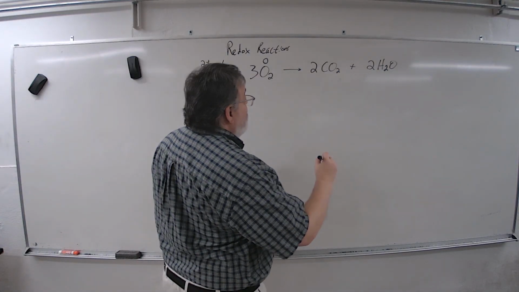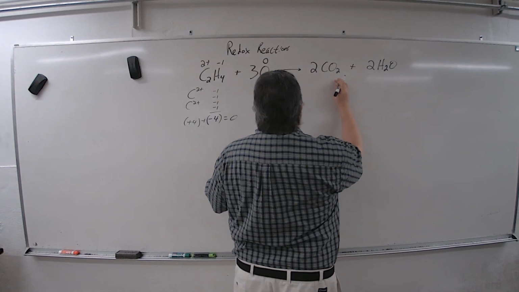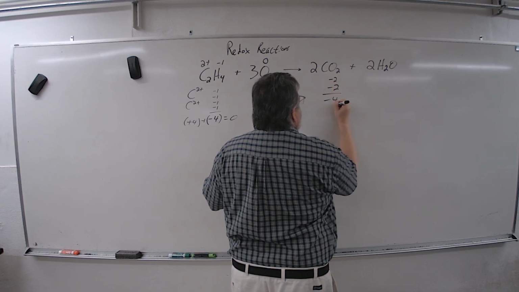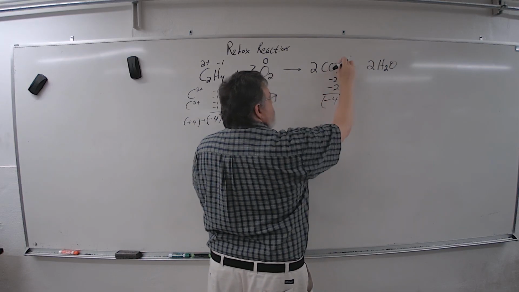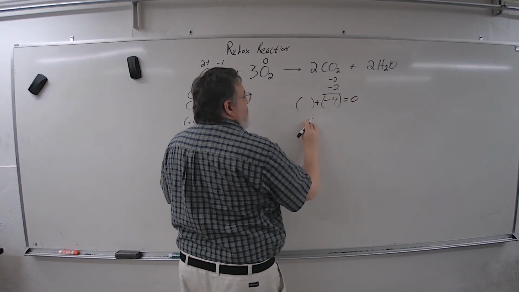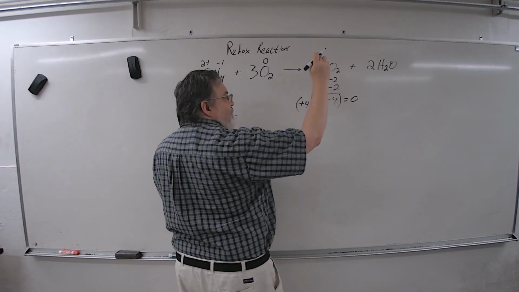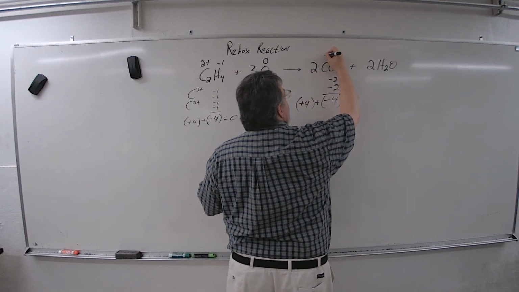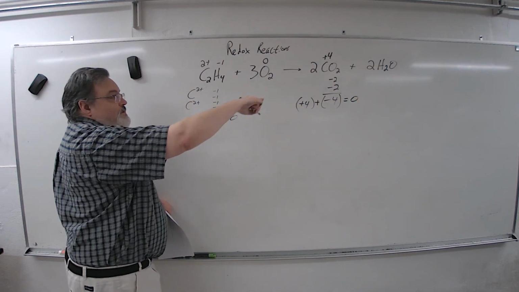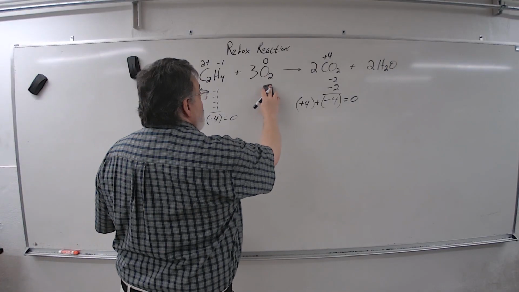Okay. Now let's go over here. If oxygen is -2, there's 2 of them, total of -4. There's no charge up here, so equals 0. I need to put a +4 here to make this true. There's only one carbon up here, so that whole charge goes on carbon 4+. So you see the carbon changes. Oxygen was 0 here.